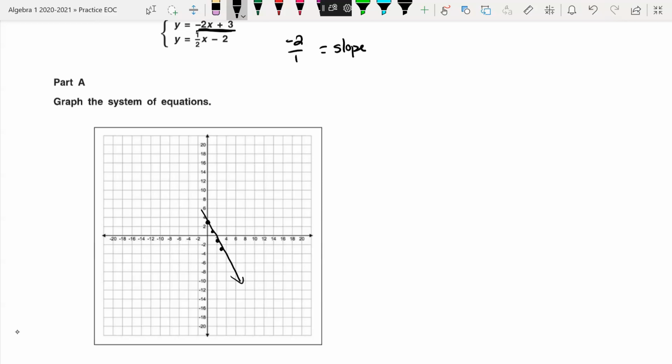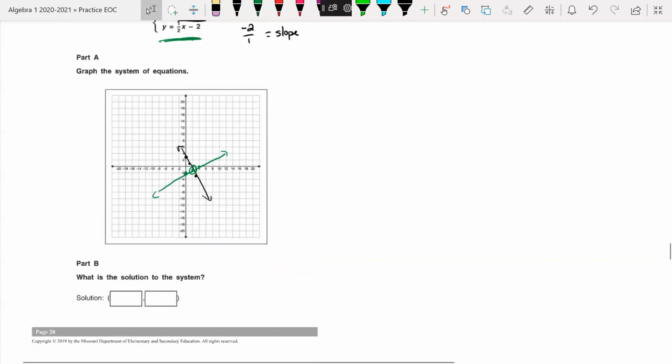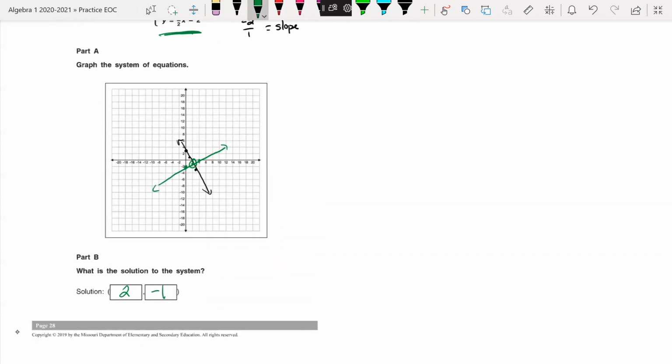So it looks something like that. The next one, you start at negative 2, and I go up 1, right 2, up 1, right 2, and you repeat the process. However, you clearly see that they intersect right here. If they intersect at that point, that is the solution to the system. So 2, negative 1 is the solution to the system, because that's where they intersect.